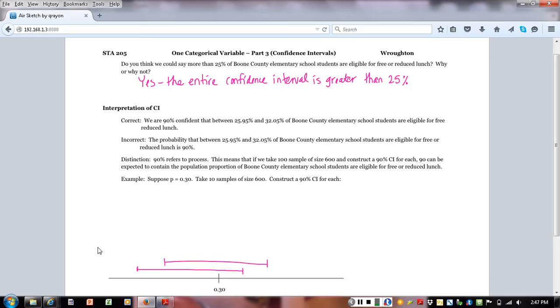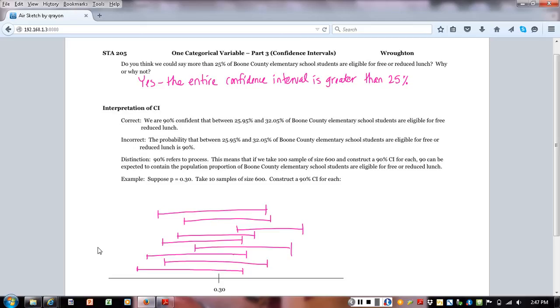And each person could do this, right? We could go out and collect another sample, get another confidence interval, get another sample, get another confidence interval, and keep doing this until I get some intervals here. So I can create all these intervals based upon different samples.